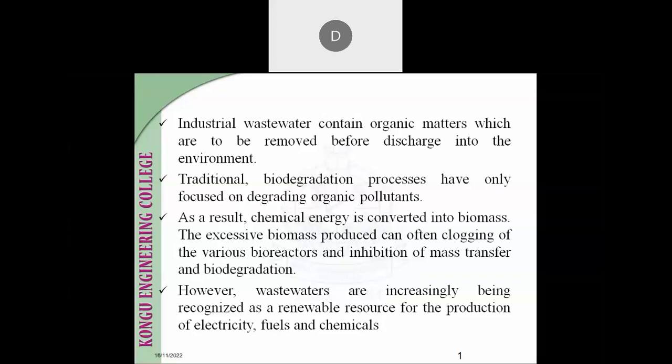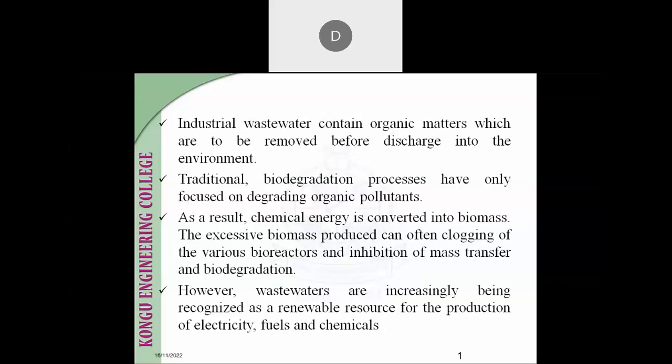So as we have discussed, whatever the waste, whether solid, liquid, or gaseous, consists of energy, so we can try to trap the energy which is present in that particular waste.